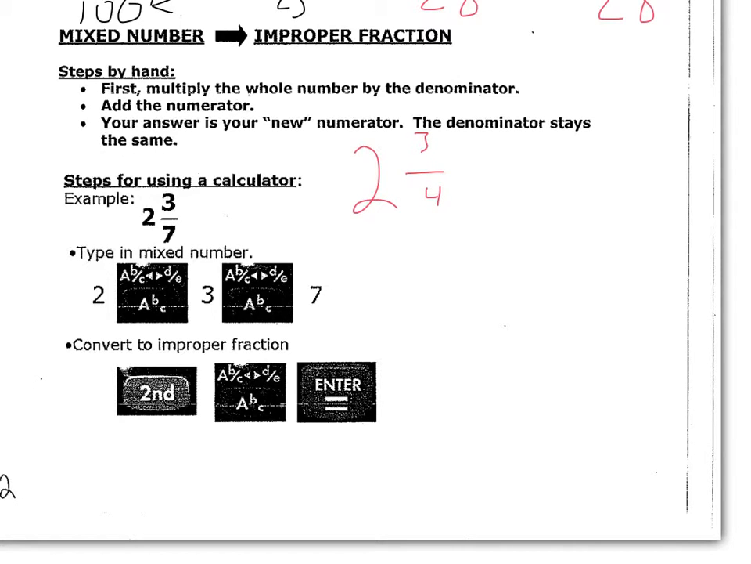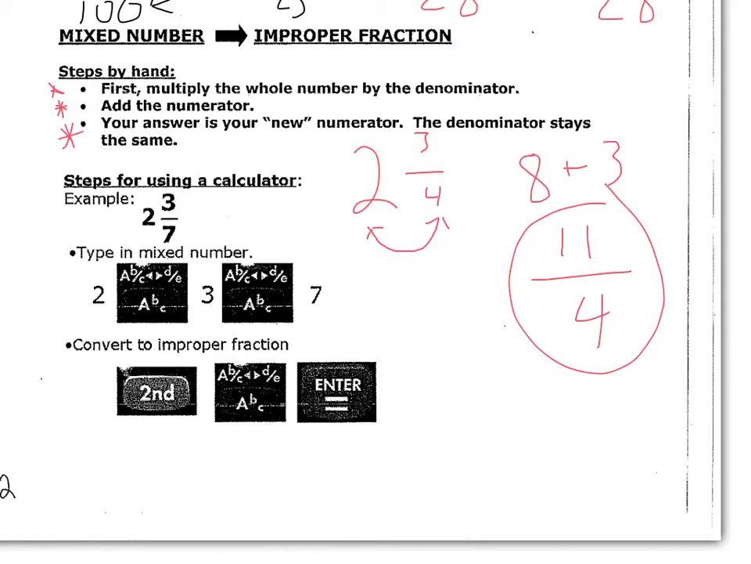I'm going to teach you how to do it by hand. In the directions right here, it says first multiply the whole number by the denominator. So we're going to multiply the whole number by the denominator, and 2 times 4 is 8. And then it says add the numerator to that number. The numerator is 3, so we're going to add 3. 8 plus 3 gives us 11. And then you're just going to put your denominator underneath. Your old denominator was 4, it's going to stay 4. So that is how you do it by hand.